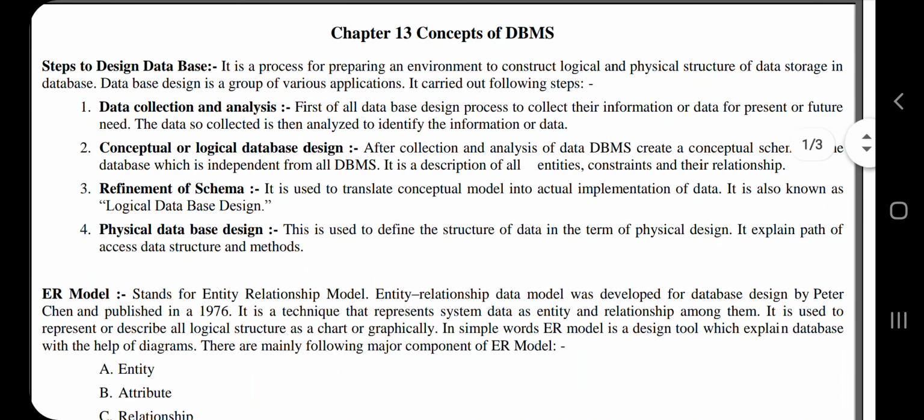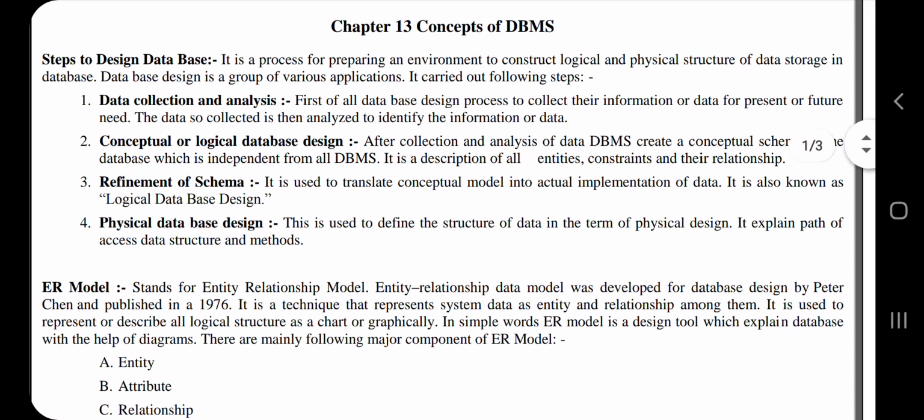Third, refinement of schema. It is used to translate conceptual model into actual implementation of data. It is also known as logical database design. Fourth, physical database design. This is used to define the structure of data in terms of physical design. It explains path of access, data structure and method.